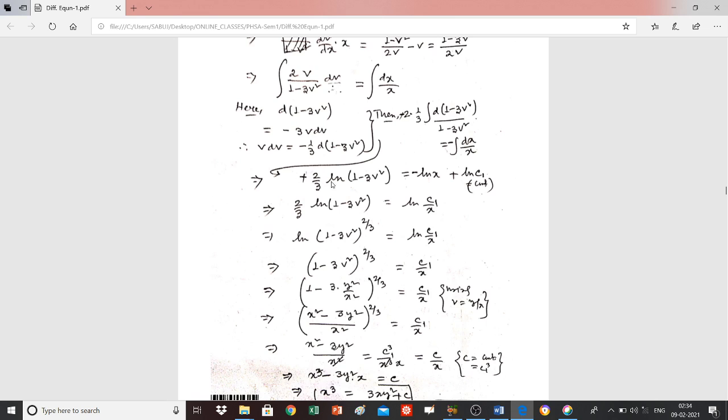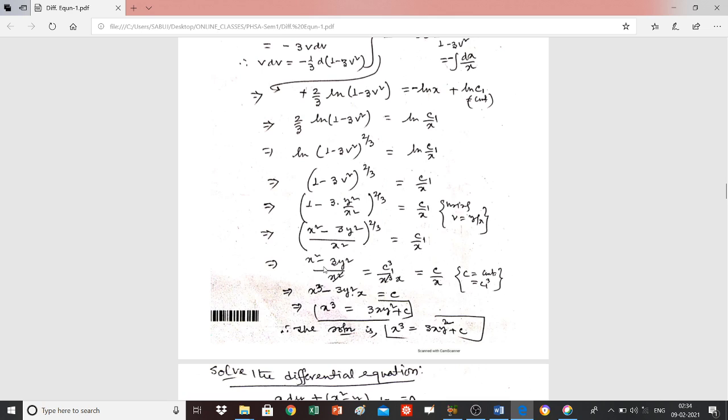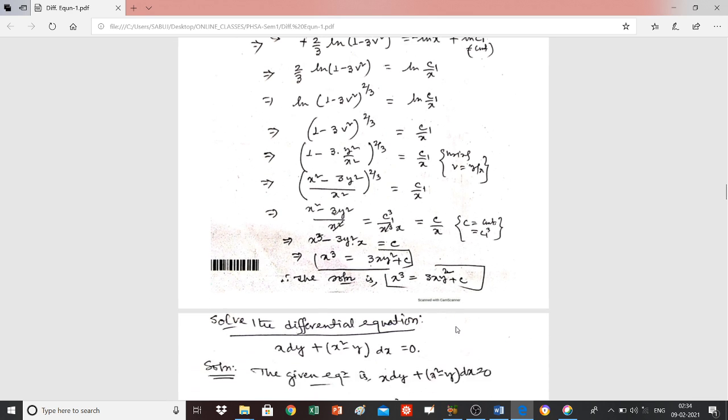This is 2/3, and this will provide you log of 1 minus 3v square, that is minus log x plus log c1, or 2/3 log of 1 minus 3v square is equal to log c1 by x, or log of 1 minus 3v square to the power 2/3, that is log c1 by x. And then just go through some simplification, and finally we'll get x cube is equal to 3xy square plus c.